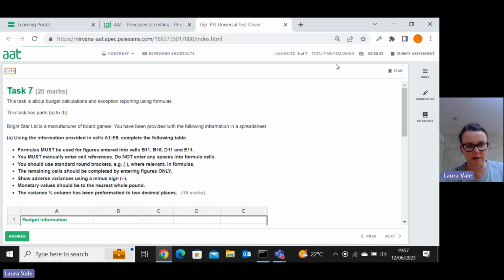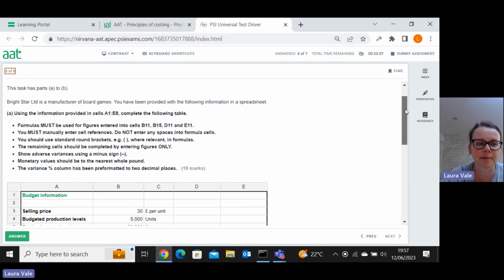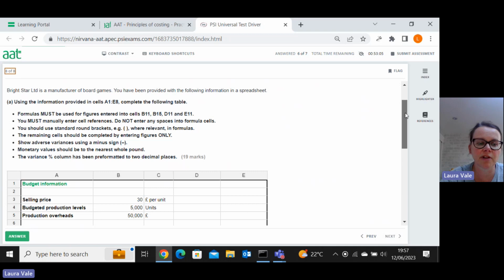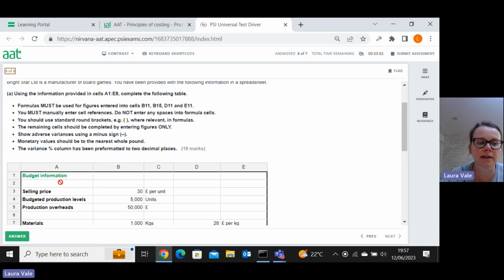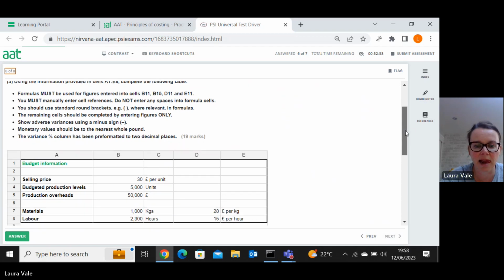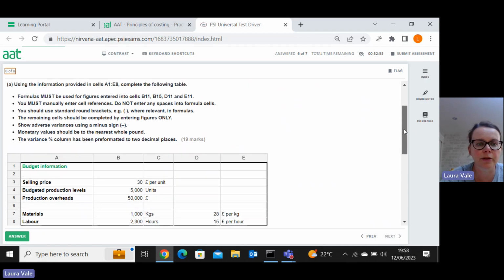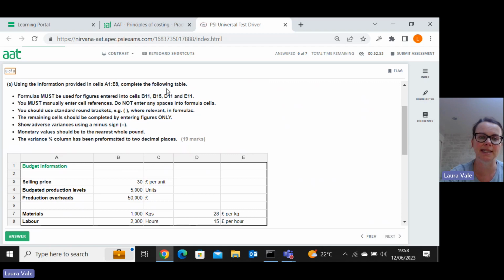Okay, task 7. Oh, the final task, 20 marks. So this is about budget calculations and exception reporting using formulas. Bright Star Limited is a manufacturer of board games. You have been provided with the following information in a spreadsheet. Using the information provided in cells A1 to E8, so it's the whole box, complete the following table.